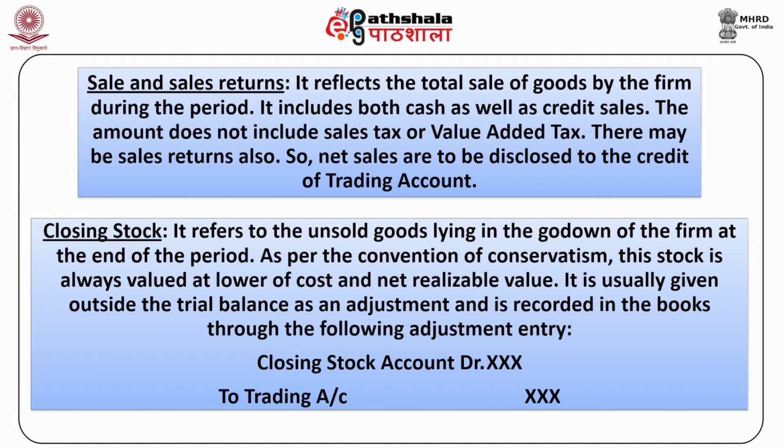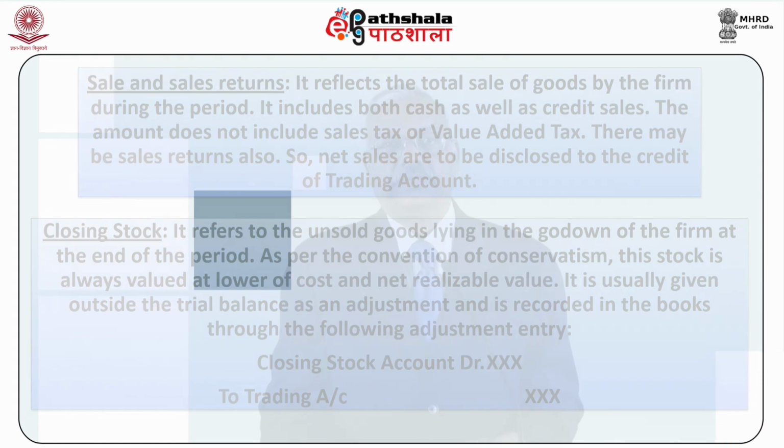2. Closing stock. It refers to the unsold goods lying in the godown of the firm at the end of the period. As per the convention of conservatism, the stock is always valued at lower of cost and net realizable value. It is usually given outside the trial balance as an adjustment and is recorded in the books through the following adjustment entry: Closing stock account debited to the credit of trading account.